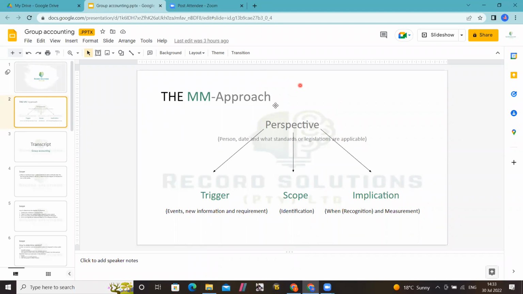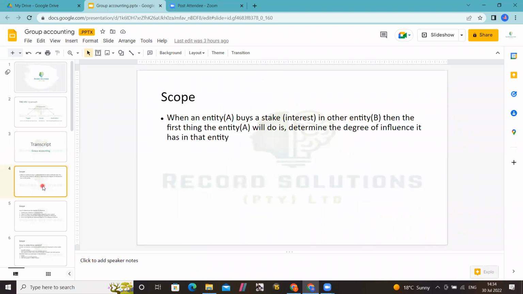The implication is: now that we know it's control, significant influence, or joint control, how do we recognize it, or when do we recognize it, and how do we measure it? What model do we use to measure it? So I'm going to start in. Okay, so this is the trigger. When you see an entity buying a stake in another entity, you know it's triggering you to think of group statements, right? So either it's group statements or IFRS 9.